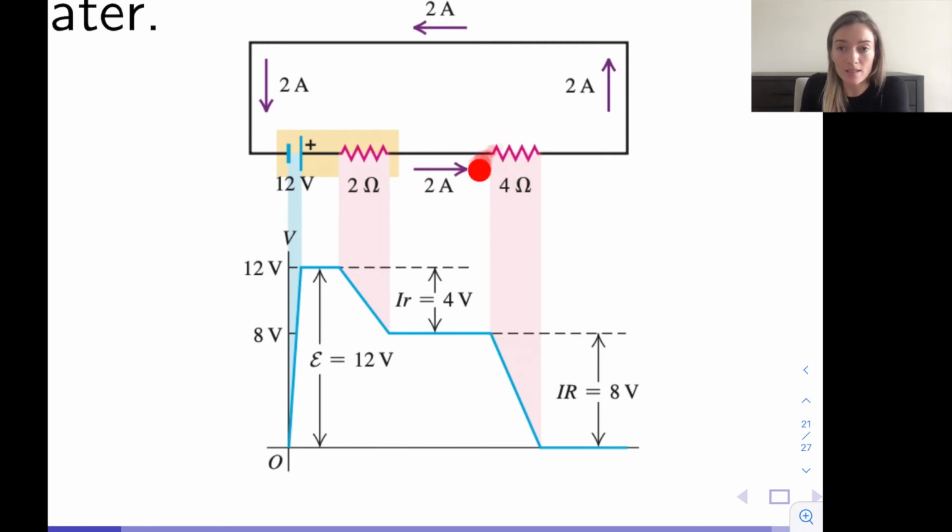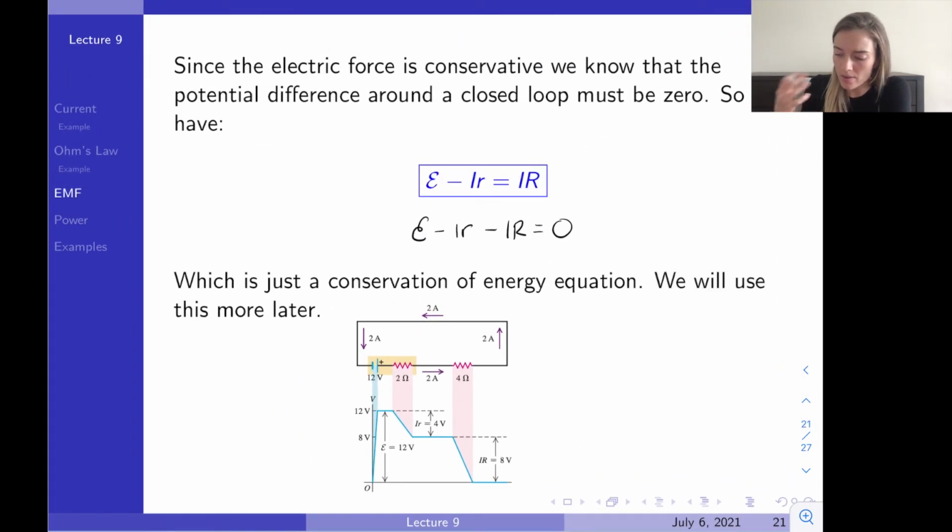The resistance is 4 ohms of this resistor. So we get a potential drop of 8 volts. And then it continues around the circuit here, and we're back at 0. So that's how you can think of these circuits.